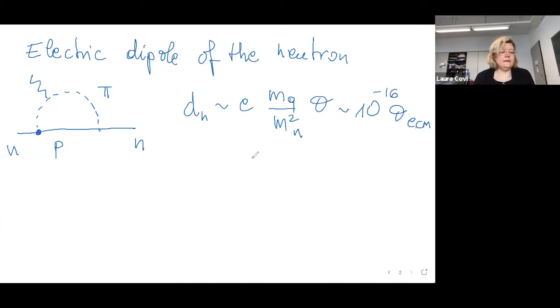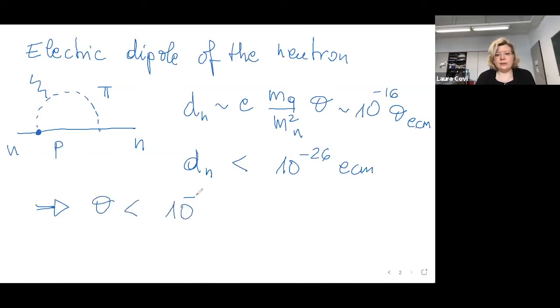So this means that you generate an electric dipole moment for the neutron, and we can also measure it. And we have limits on Dn, which are of the order of 10 to the minus 26 e cm. And this means that we have from this measurement already a hint, or a strong requirement actually, that theta has to be less than something like 10 to the minus 10. Okay, and this is indeed what is called the CP violation problem of QCD.